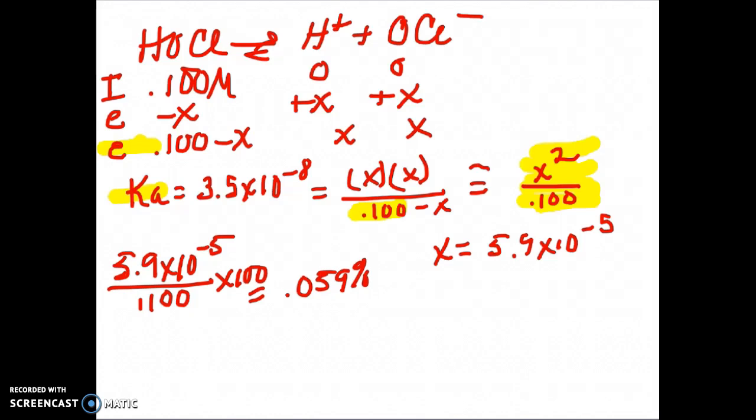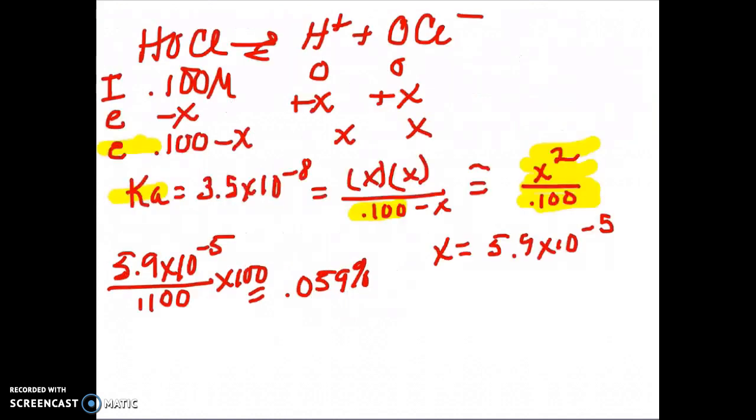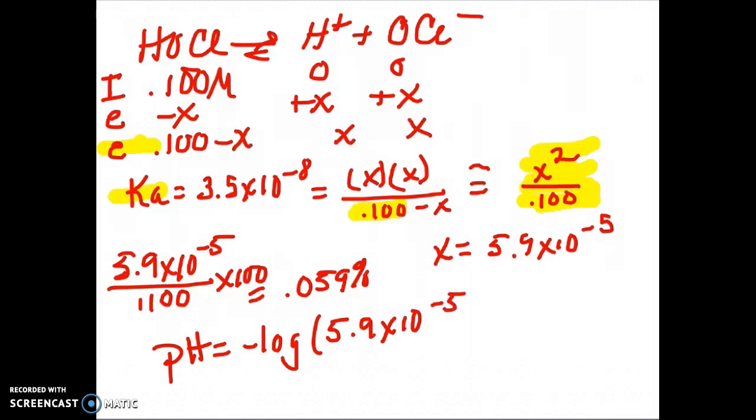Now remember, if you look back at the earlier problem, what they wanted us to do was to calculate the pH. So we're going to say that pH is equal to the negative log of the hydrogen ion concentration, which ends up being 5.9 times 10 to the negative 5th. And that gives me a value of 4. Let's see, how many sig figs do we have here? I believe it's 2, so 4.23. And there you go. I showed you how to calculate the pH of a weak acid.